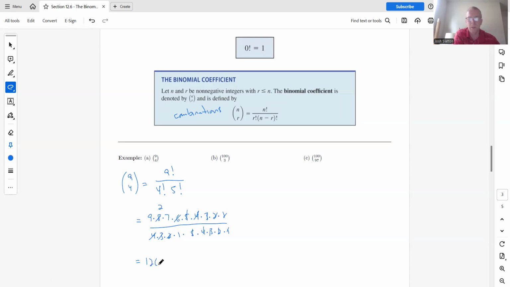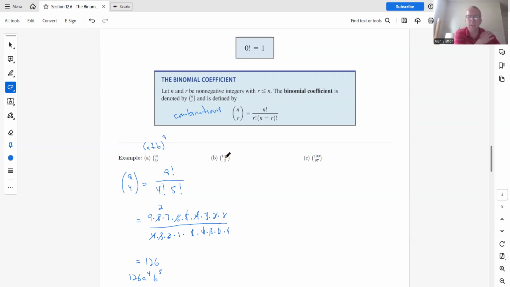And we get 126. So in this problem, if you had a plus b to the 9th, so that would be your n, and you want the a to the 4th term, it would be 126 a to the fourth, and then the b exponent would be 5 because they have to add up to 9. So if you're looking for that term, that's all you would need to do.